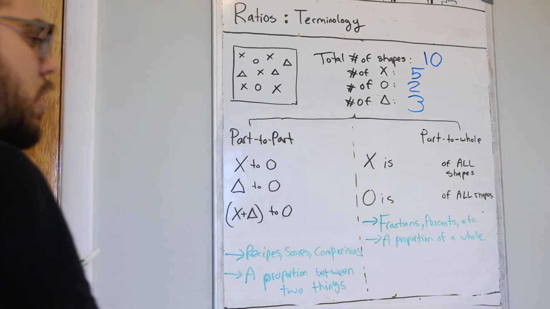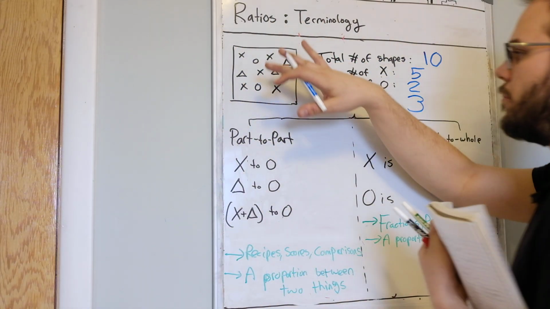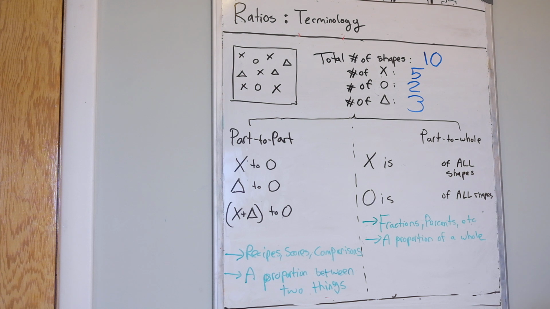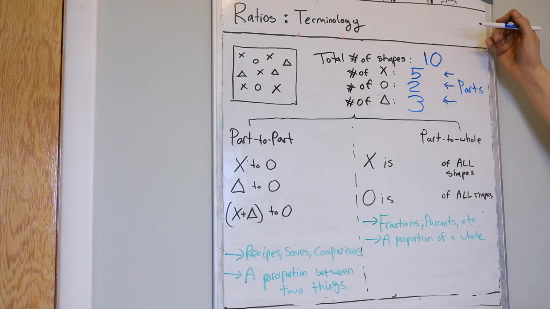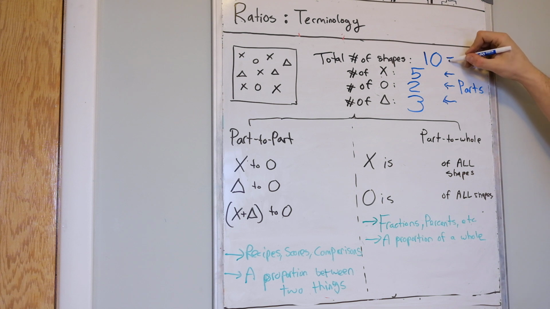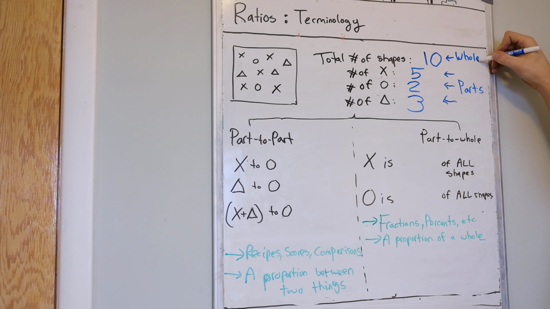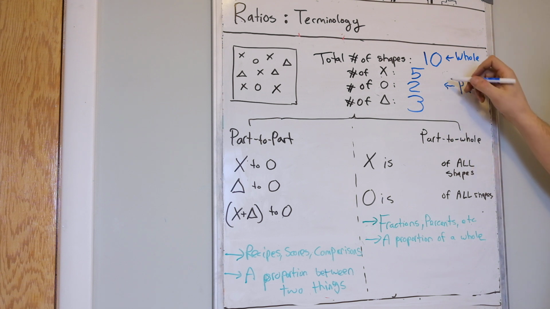Okay, so when we're looking at a variety of different things, we'll notice that these three numbers are similar to each other because they just tell you the amount of a certain part of that picture. So we'll call these the parts. But 10 is unique because 10 shows the total, right? So 10 we call the whole. So these are the parts and this is the whole.